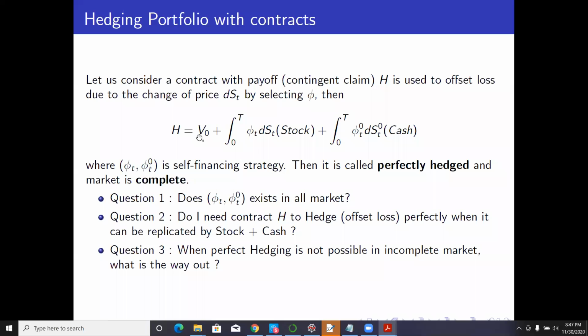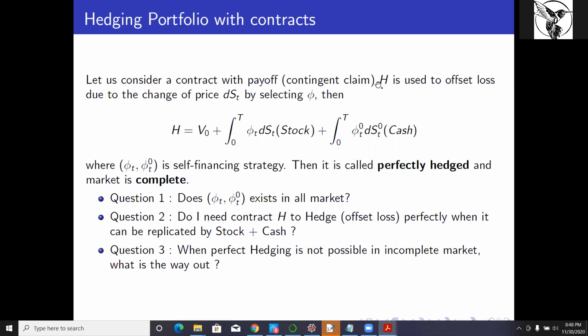And if I have the initial value of the portfolio V0, then the total value of the portfolio is this. Now, this should be equal to the payoff of the contract. In that case, I am always safe: if a loss is happening with my portfolio, then I know that this contract value will be equal to the loss, and I will not incur any problem with my portfolio. So it is compensated by that particular contract, H.